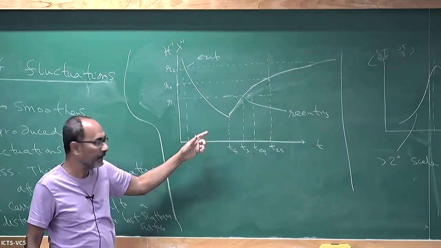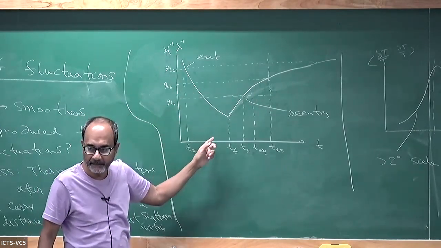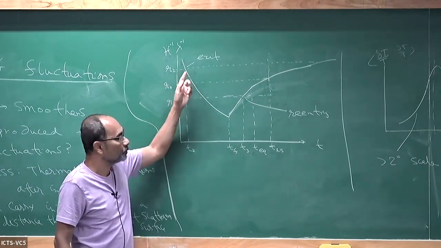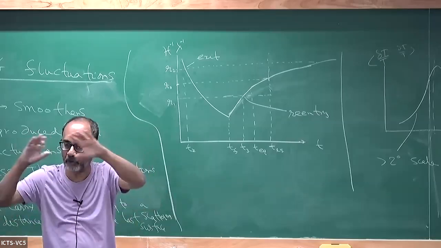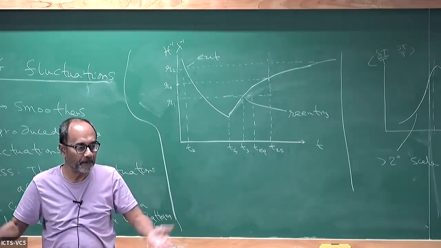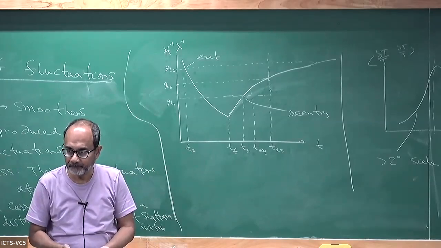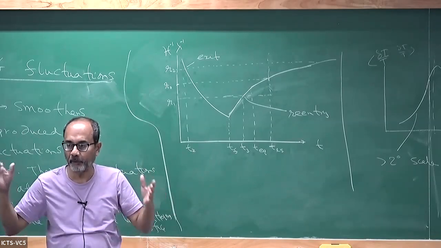Because the number of e-foldings is chosen in such a way that inflation smooths out over that scale, and that also means inflation produces fluctuations over that scale. Whichever scale inflation smooths out is also the scale over which inflation produces fluctuations.